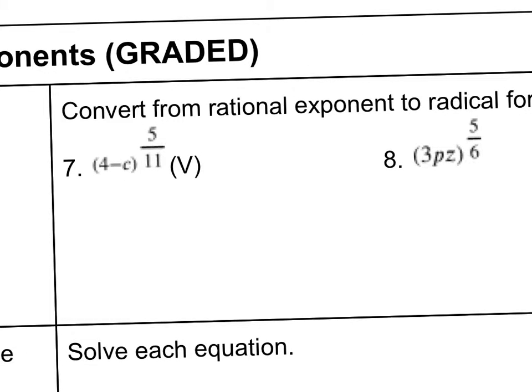Similarly, for number 7, here we're going to have inside the radicand 4 minus c, that's the base. My denominator is going to be the index, and my numerator is going to be the power. I probably will put that on the outside just to make that a little bit easier to see that it's not on just the c.